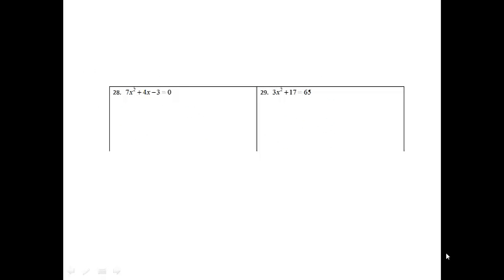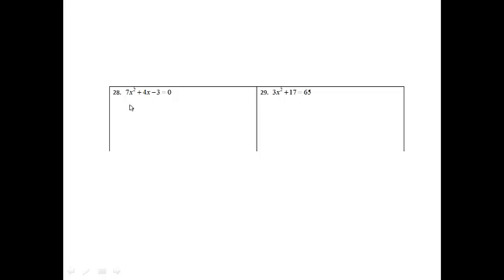Problem 28, solve 7x squared plus 4x minus 3 equals 0. All right, this is a quadratic, so I know that I get to use one of my methods. Please remember the methods are factoring, square roots, quadratic formula, and graphing. And we're going to use a variety of these.